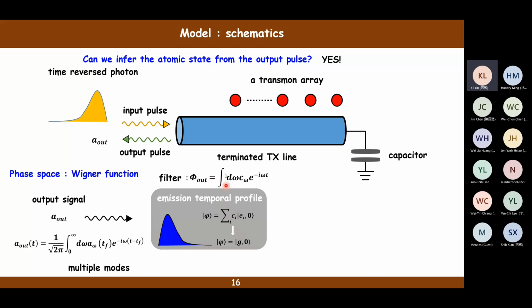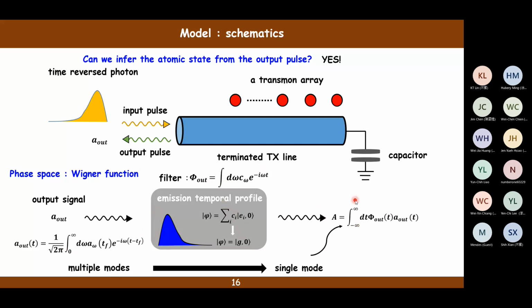After we apply this filtering function to filter a certain range of the output signals, we can change the multiple modes into a single mode. Here the capital operator A stands for the single mode, and the single mode denotes the spontaneously emitted photon. This means that we are now trying to study the spontaneously emitted photon from this transmon array. We are trying to use this emitted photon to infer the atomic state of this transmon array.